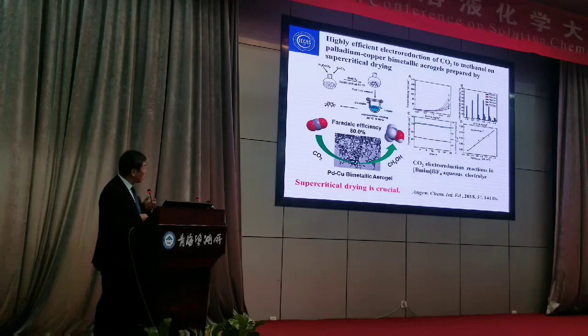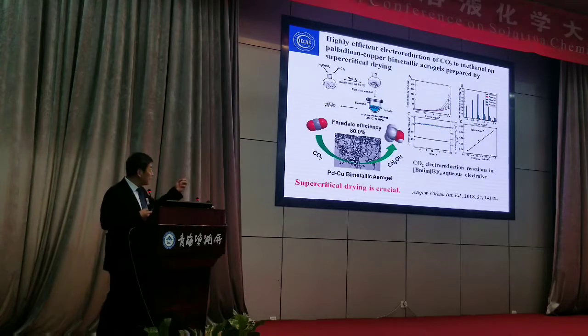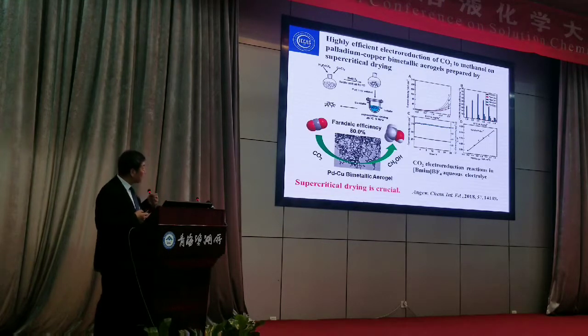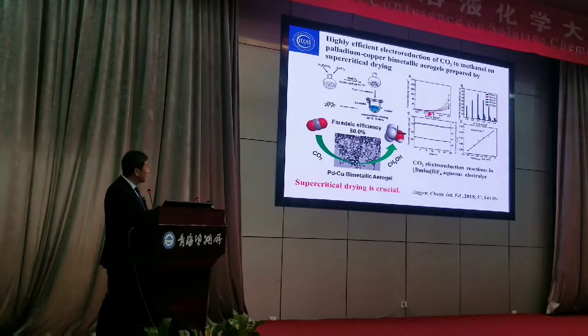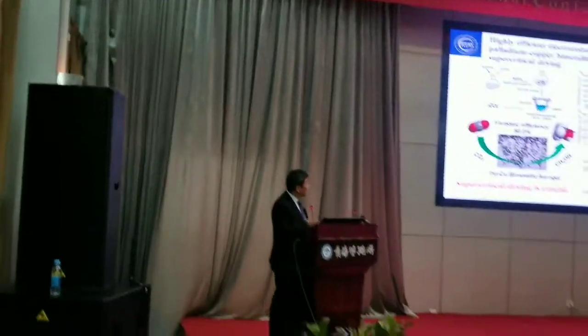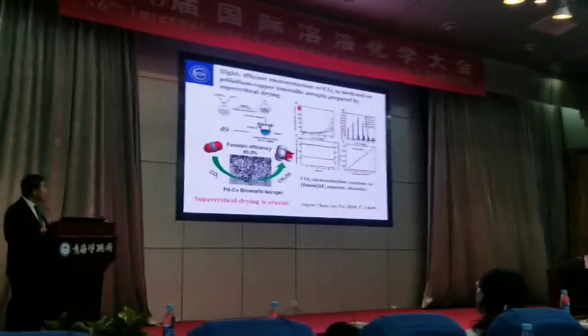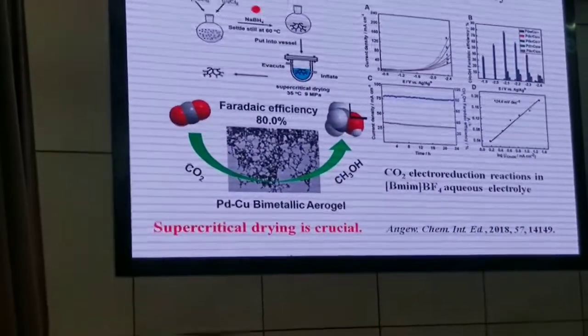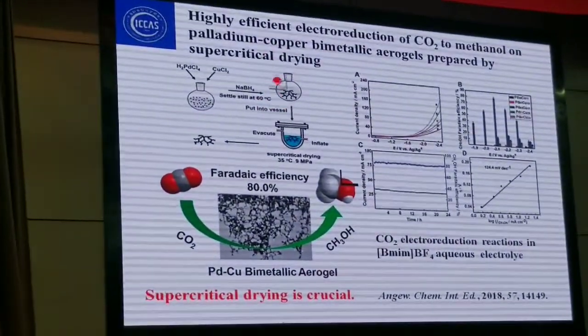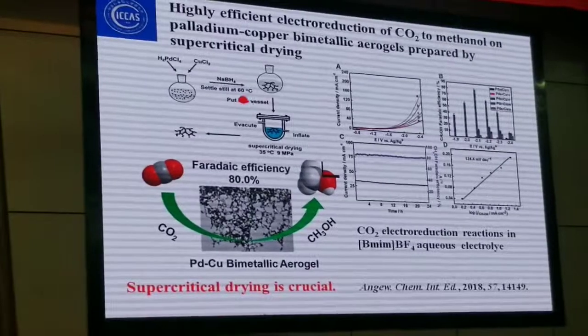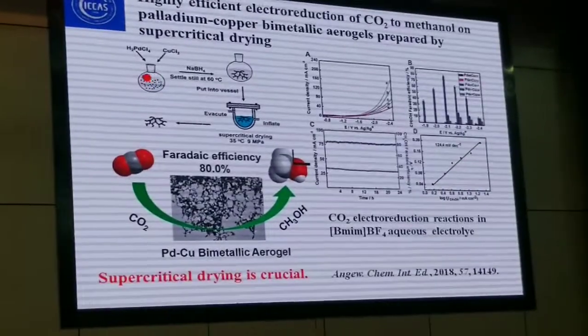We use supercritical fluid drying. Using conventional solvent, we cannot get this kind of structure. But when we dry that material using supercritical CO2, we can get this kind of special structure. You see, the current density and the selectivity for methanol is very, very high. That means designing the catalyst using a green solvent is also very important for electrochemical reduction.